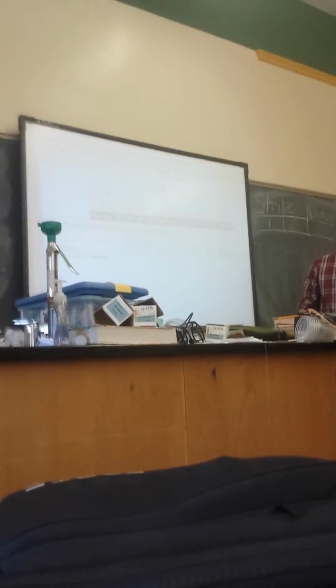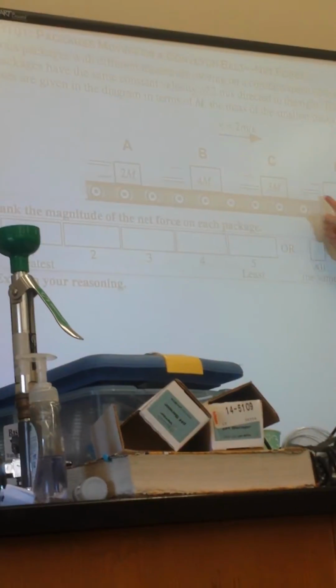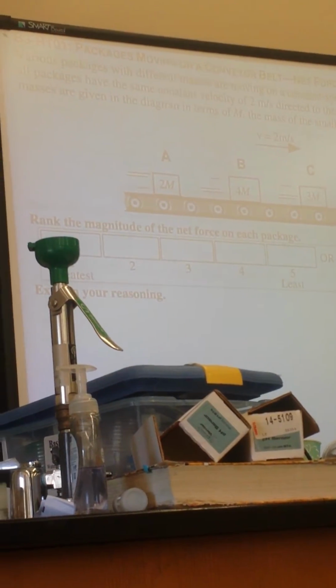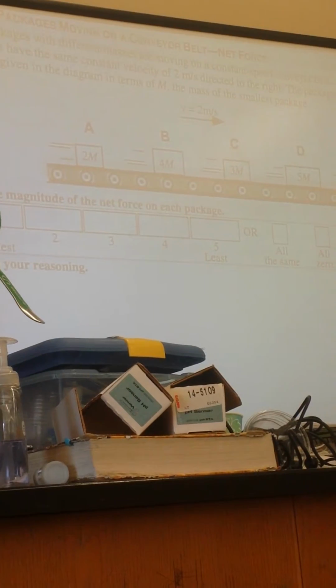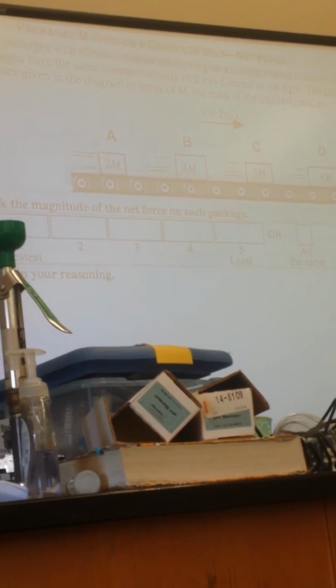Here we go. Check out these packages on this conveyor belt. You can see they're different masses. They're all multiples of m. The conveyor belt is moving at a constant speed, which is 2 meters per second, directed to the right. I want you to rank the magnitude of the net force acting on each package.